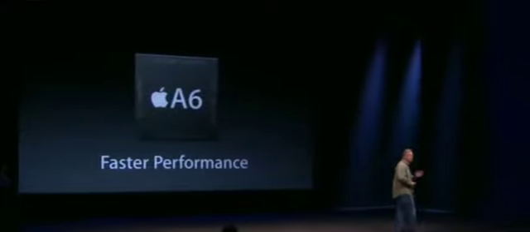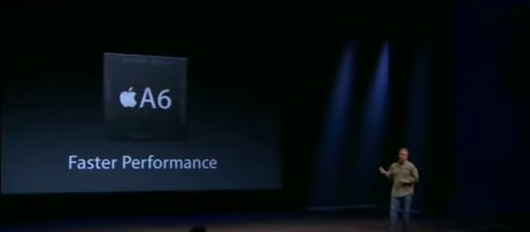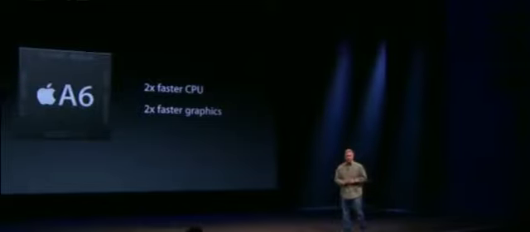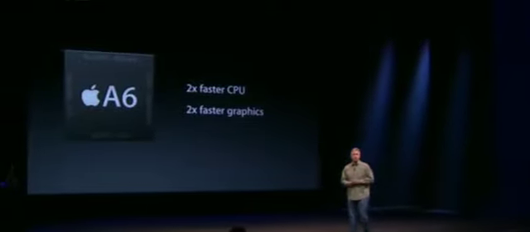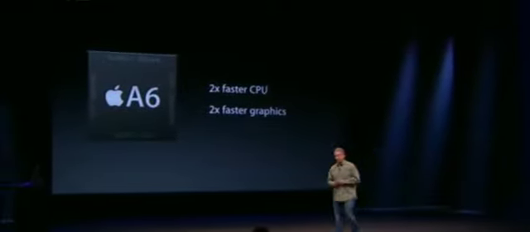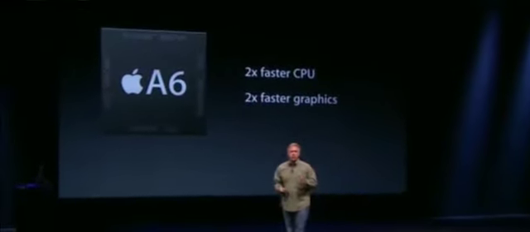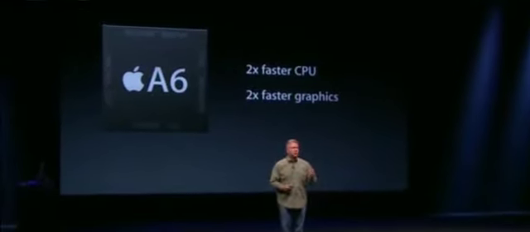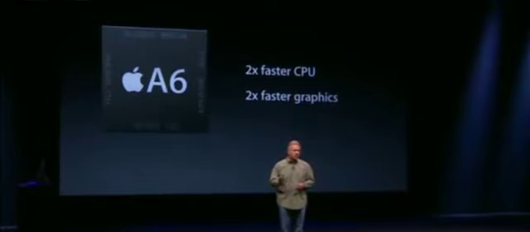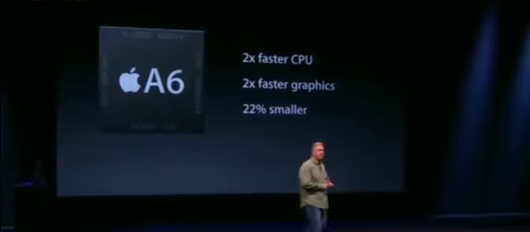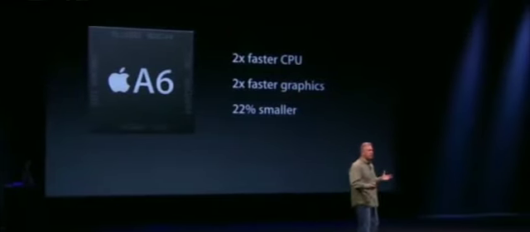So what's next? System performance, a brand new chip, the Apple A6 chip. Compared to the A5, it's 2 times faster at CPU, 2 times faster at graphics. Our expertise in chip design is really showing itself here, because not only is it a huge jump forward in performance, it's also 22% smaller, making it more space and energy efficient. The team has done a remarkable job.